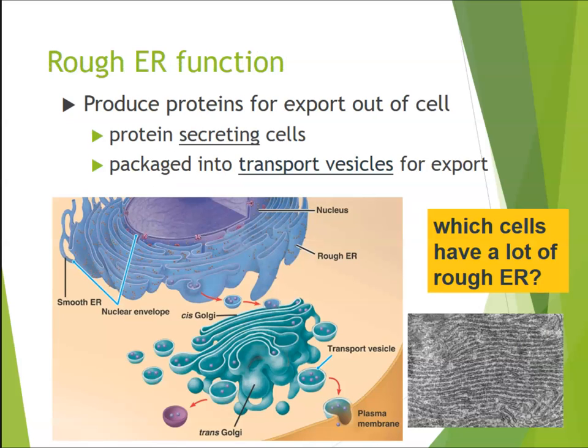The rough endoplasmic reticulum is primarily for the production of proteins that are going to be exported out of the cell. Because of the ribosomes that are located on the rough ER, and the endoplasmic reticulum makes all those membranes, those proteins that are made get packaged into that membrane right there, and then they get transported to the next step of the process.